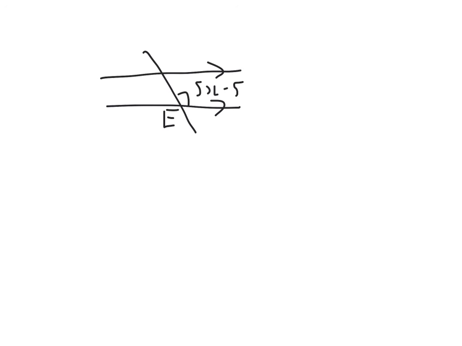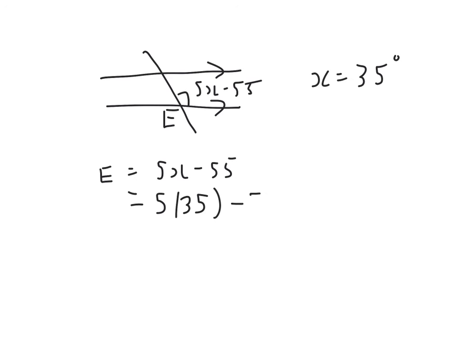Let's use that. So the diagram was like this, just to remind you. This is angle E that you wanted, and this angle here was 5x minus 55. Now we know from previous working that x equals 35 degrees, so E equals 5x minus 55, because these two angles are vertically opposite. So E equals 5 lots of 35 minus 55. 5 lots of 35 is 175, minus 55 is 120 degrees. Hope that helps.